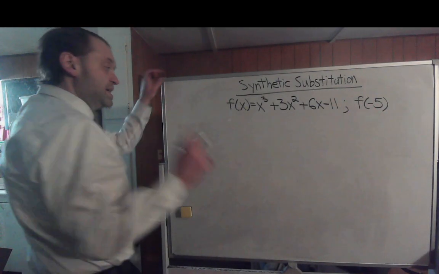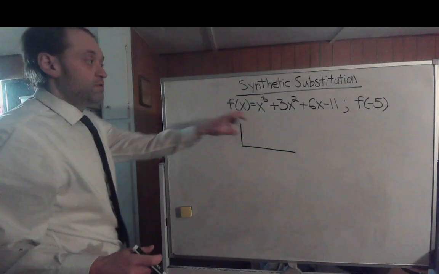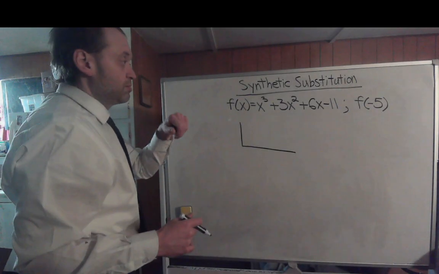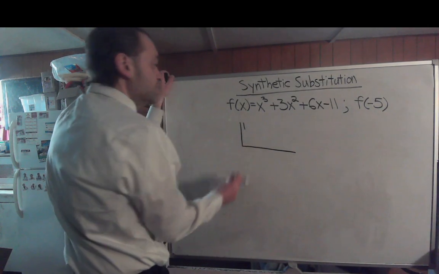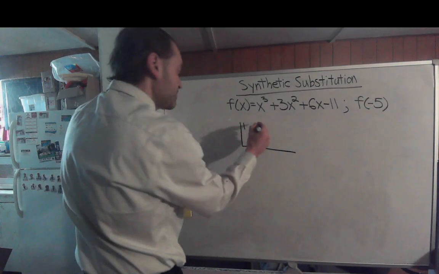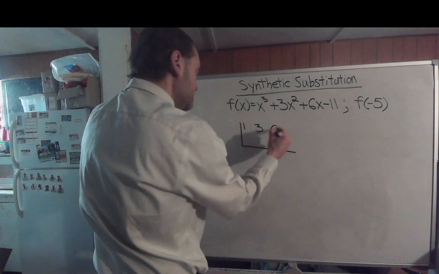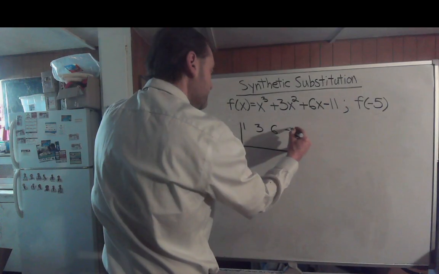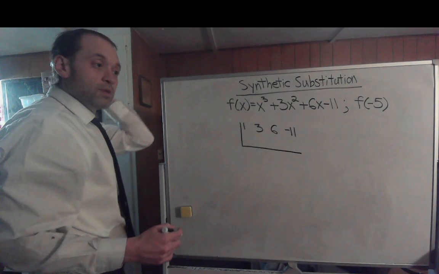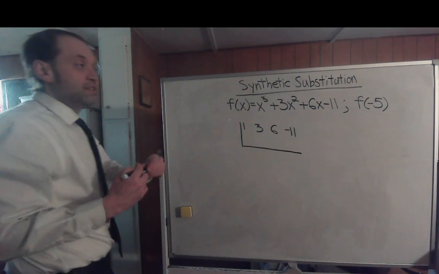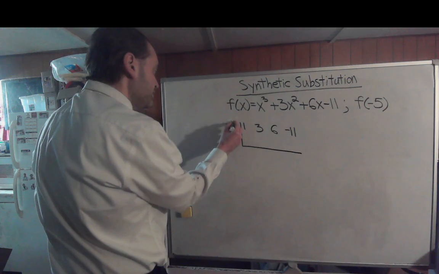So go ahead, take your table. In the top right of the table, just take the coefficients of the variables and the constant term. So the coefficient on the x to the third is 1. The coefficient on the x squared is 3. Coefficient on the x to the first is 6. And then your constant term is negative 11. So now we've got all those coefficients and the constant term. In the top left of the table, you'll take the value of x that you're evaluating the function at, which in this case would be negative 5.